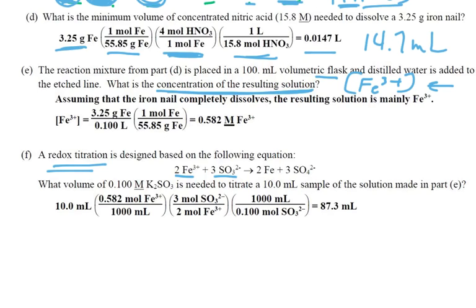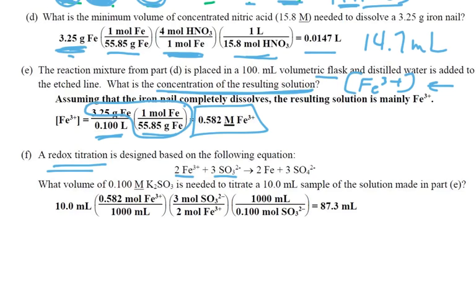So I have this many grams of Fe, and all those Fe's turn into Fe3+. So I can go grams to moles of the iron, and every one of those irons turns into an Fe3+. And then I want to divide this much of it, which gives me my moles of iron, by the total volume, 100 milliliters, 0.1 liters. So we get a concentration of 0.582 molar Fe3+.